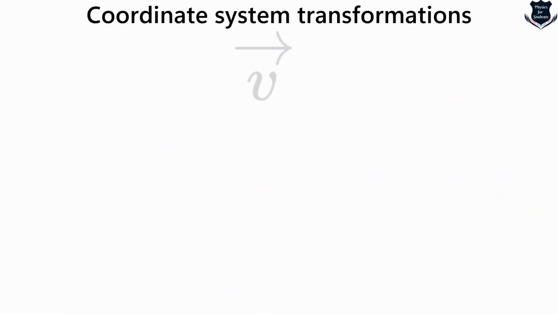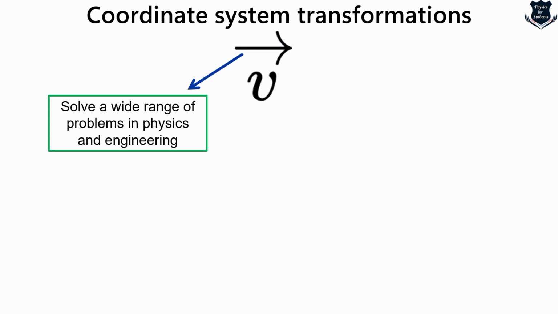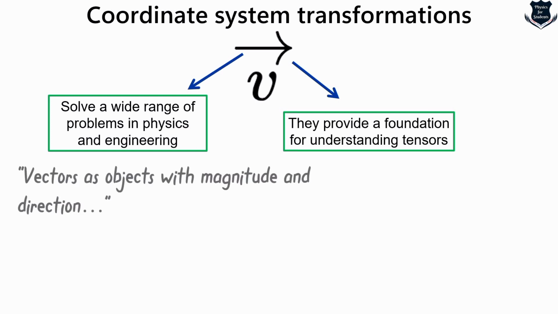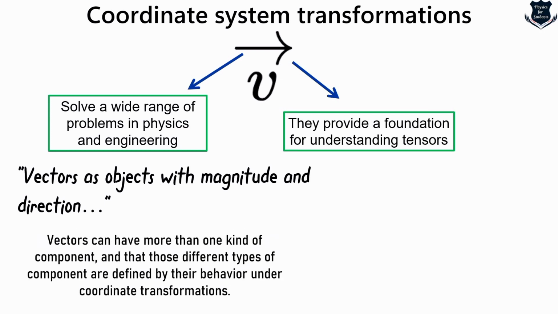First, what I would like to tell you is that the vector concepts we saw earlier are quite useful. One, they help to solve a wide range of problems in physics and engineering, and two, they provide a foundation for understanding tensors. This we have already understood. Now to achieve this understanding, we have to move beyond the simple definition that vectors are just objects with magnitude and direction. Instead we have to think of vectors as objects with components that transform between coordinate systems in a specific, predictable manner. So vectors can have more than one kind of component, and those different kinds of components are defined by their behavior.